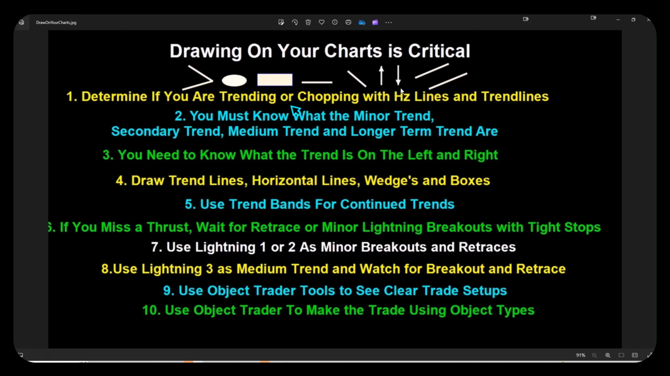You can usually tell that by our colors. And you also check with those HC lines and even trend lines. You got to know that minor trend, the secondary trend. Those are two of the most important because that's how we enter trades and also write off of particular points and everything. And then you need to know obviously what the trend is on the left and the right.